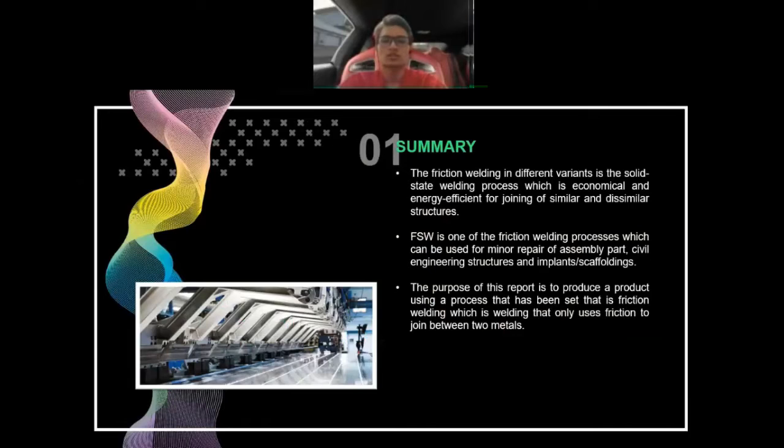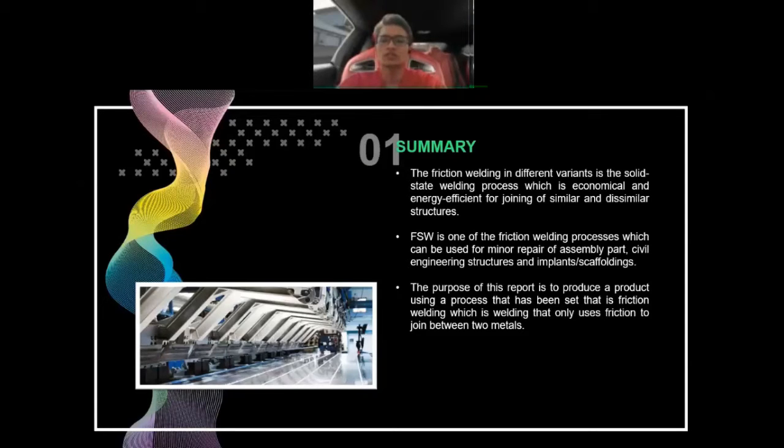Next, we are going to talk about the summary. Number 1, friction welding in different variants is a solid state welding process which is economical and energy efficient for joining of similar and dissimilar structures.